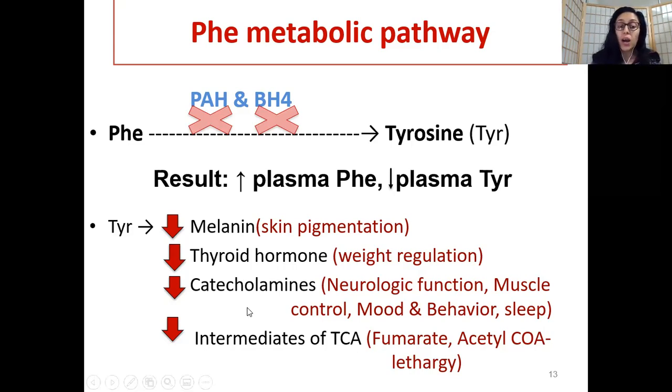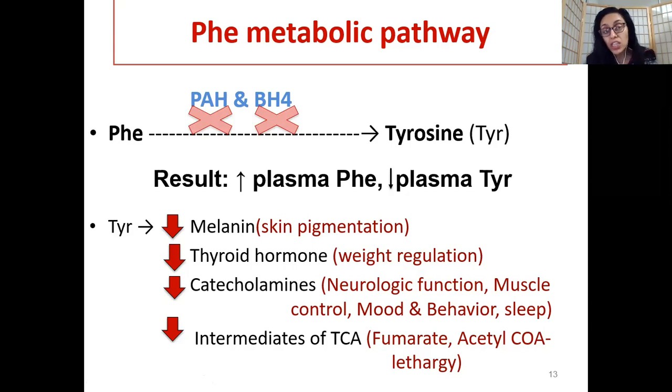Then you have less catecholamines, which are synthesized from tyrosine. Catecholamines are neurotransmitters. They are very important for neurological functioning, maintaining mood, maintaining behavior, and even reflexes like your muscle control. All of these neurological impairments are seen in an individual who has PKU.